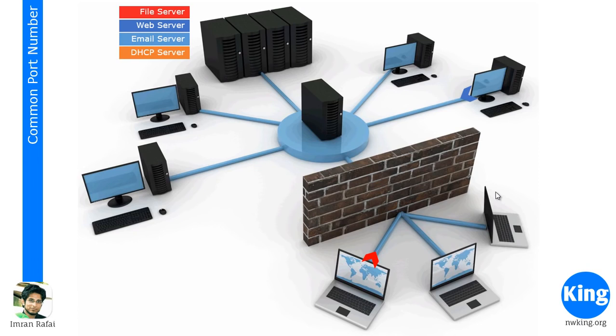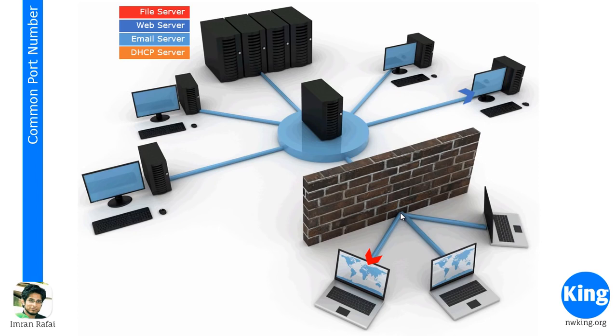Next we'll look at the common port numbers. This is a classic scenario where you have one server, maybe in a data center, which has a file server, web server, email server, and DHCP server. If a device communicates with that server, like this red data traffic, which was file server traffic, going to a particular application, a particular server, how did that server know where this traffic was supposed to go? It knows by looking at the destination port number.